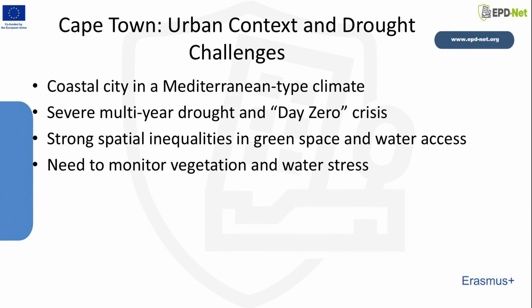The drought exposed strong spatial inequalities in access to water and green space, with wealthier suburbs often maintaining irrigated gardens and trees, while poorer areas had limited vegetation and public parks. For resilience planning, it became essential to monitor vegetation condition, urban green spaces and water stress over time and across different neighborhoods. Remote sensing tools, especially vegetation indices derived from optical sensors, offered a way to observe these patterns consistently and to integrate them with hydrological and socio-economic information.